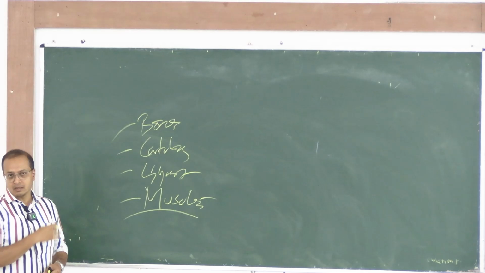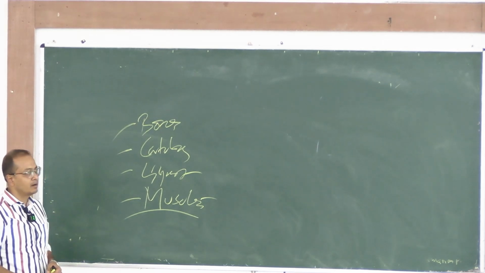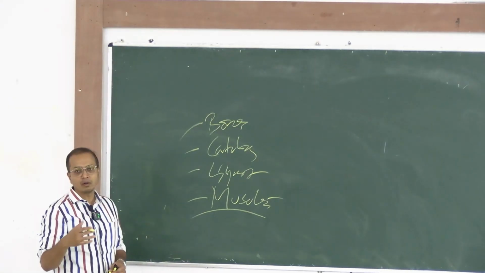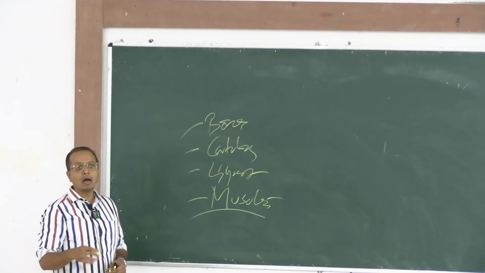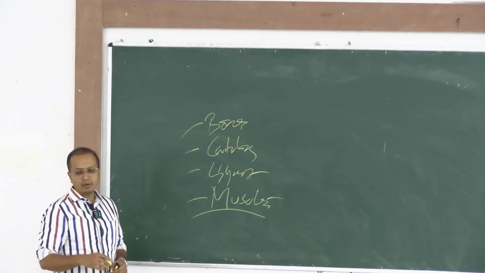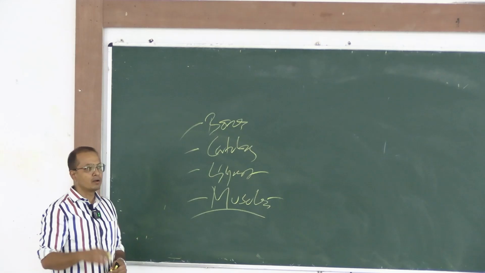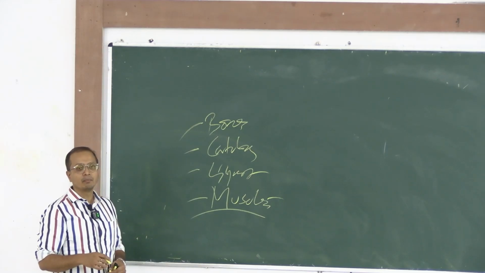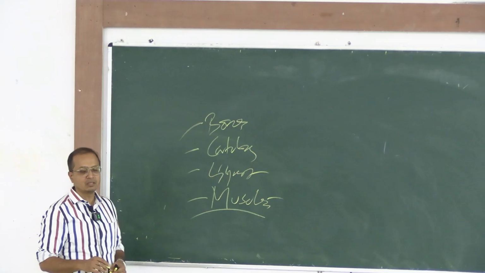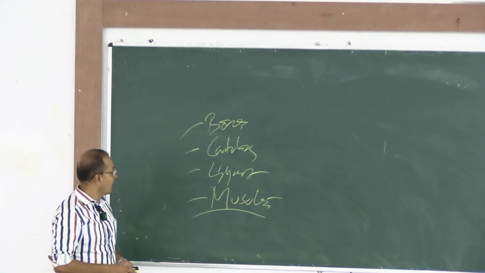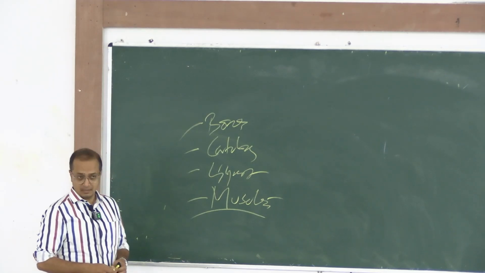All the structures present in this head and neck region develop from a particular developing structure. We call it the pharyngeal arch or pharyngeal apparatus. Pharyngeal apparatus is interchangeably called branchial arch or branchial apparatus. They are interchangeable words, pharyngeal arch and pharyngeal apparatus.